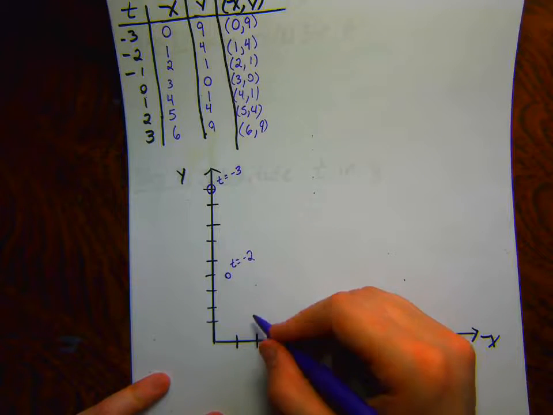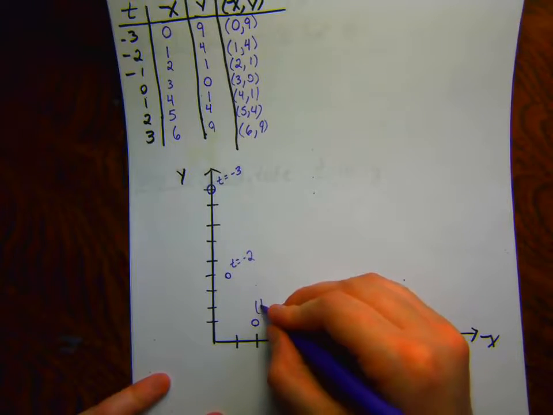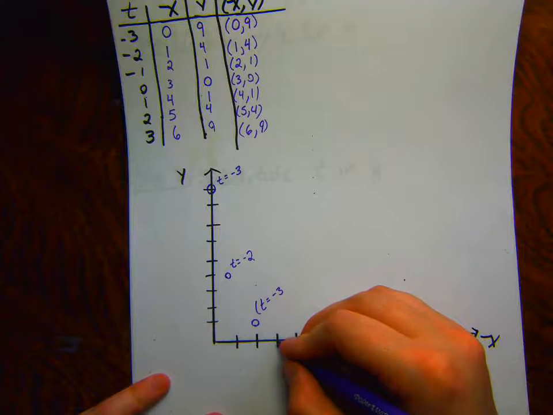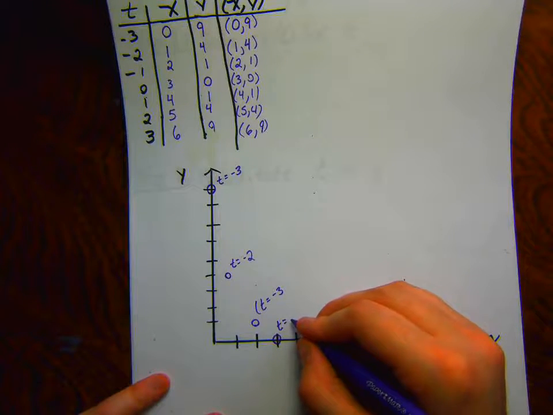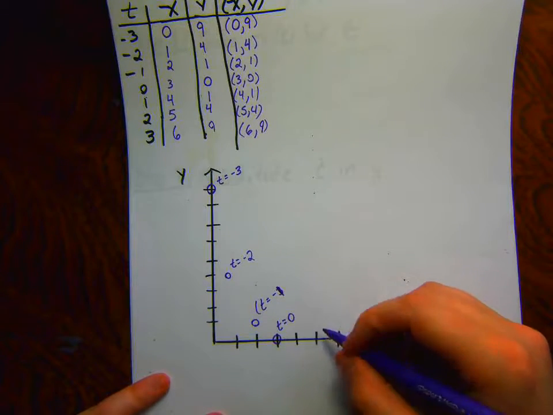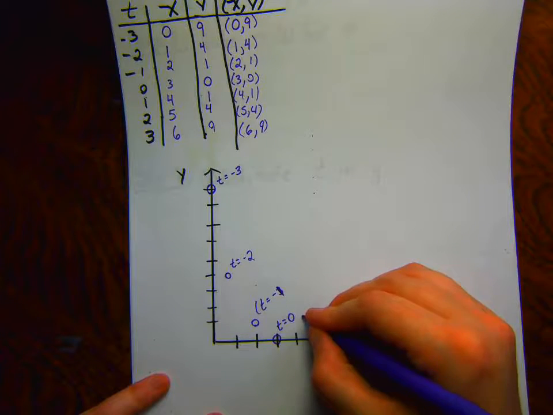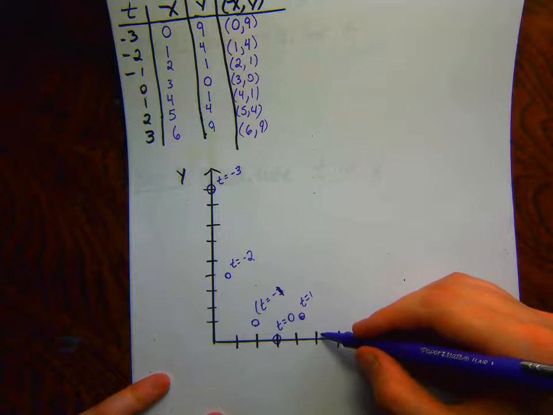Then I have the next point (2, 1), excuse me. That's t equals −1. (3, 0) is my next point. That's when t equals 0. Then my next point is going to be (4, 1). That's when t equals 1. Next point is going to be (5, 4).